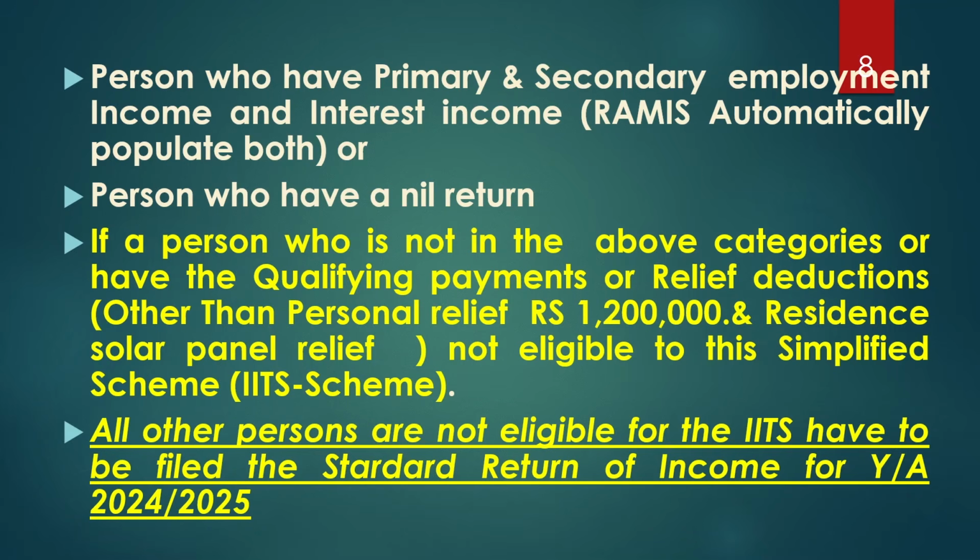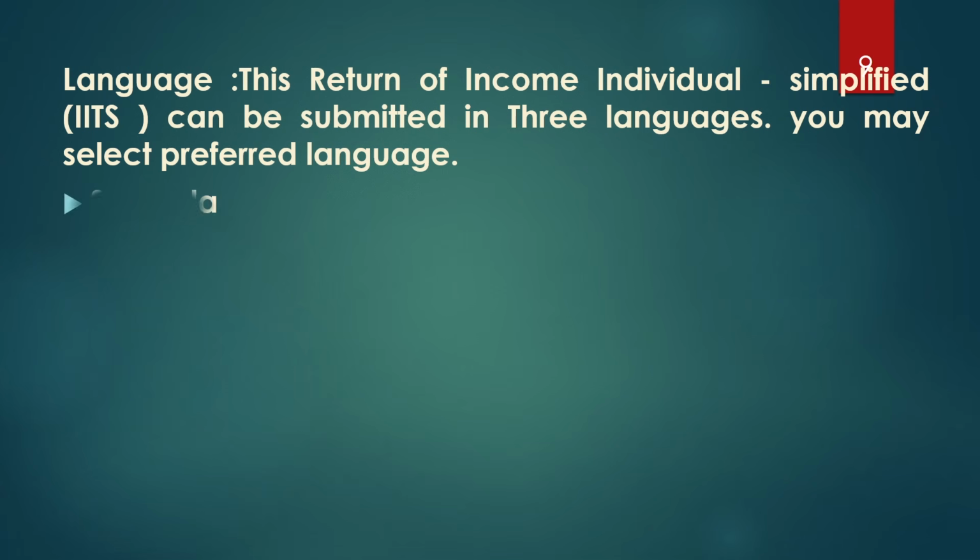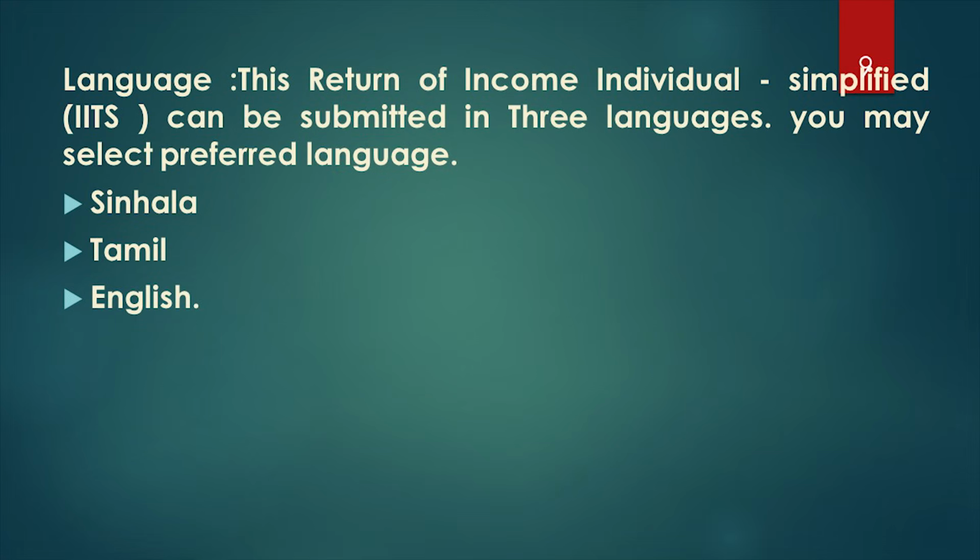Otherwise, the system will automatically transfer you to the normal standard return. If a person is not in the above categories, or has qualifying payments or relief deductions other than personal relief 1.2 million and resident solar panel relief, he is not eligible for the simplified scheme. All other persons not eligible for IITS have to file the standard return for the year of assessment 2024-25.